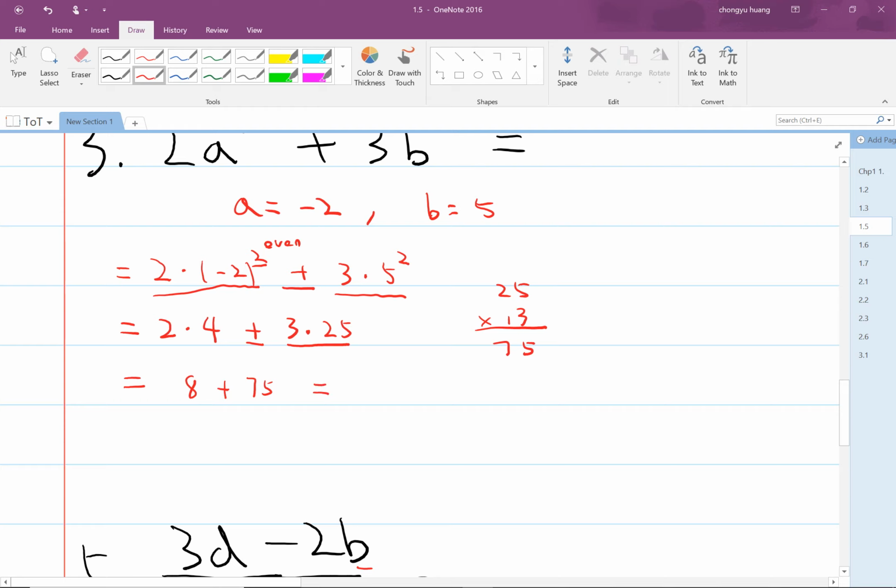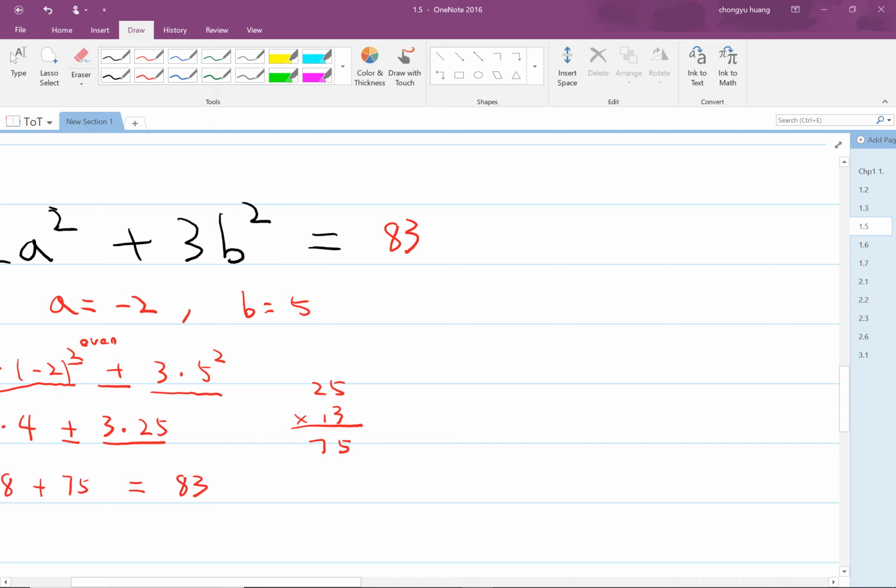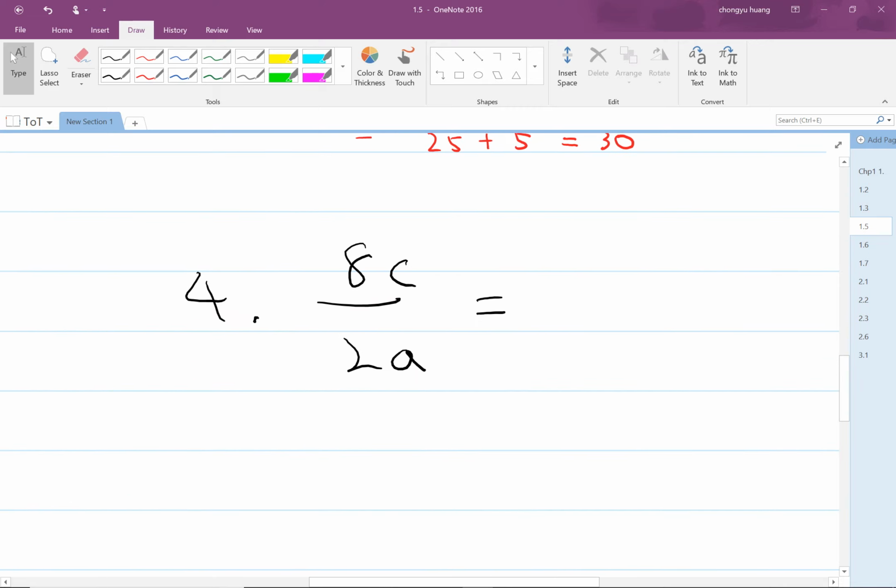Okay, so now we are on our last step. So over here, what we got is 8 plus 75. So you know the answer should be 80. Should be 83, right? So yeah, 8 plus 75, the answer should be 83. So therefore for this question, the answer will be 83, right? Okay, so let's move on to the next question.